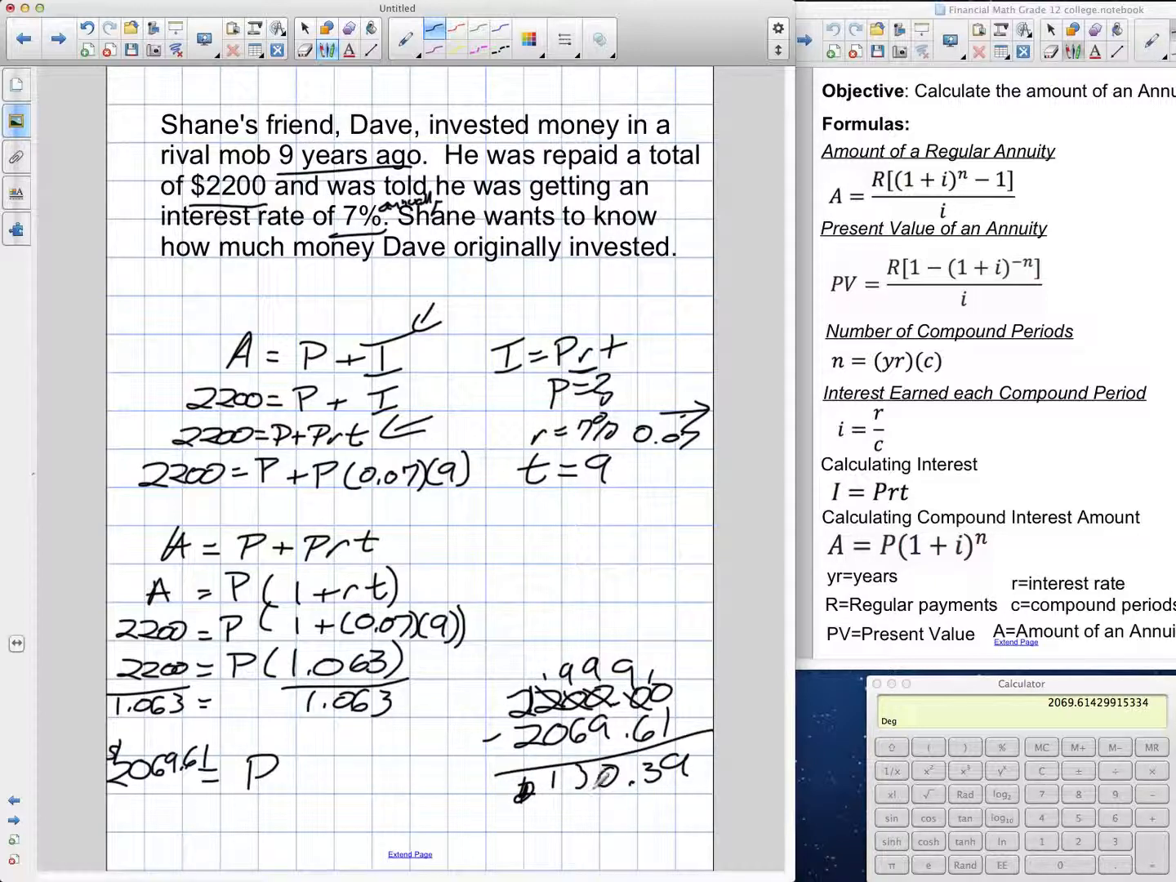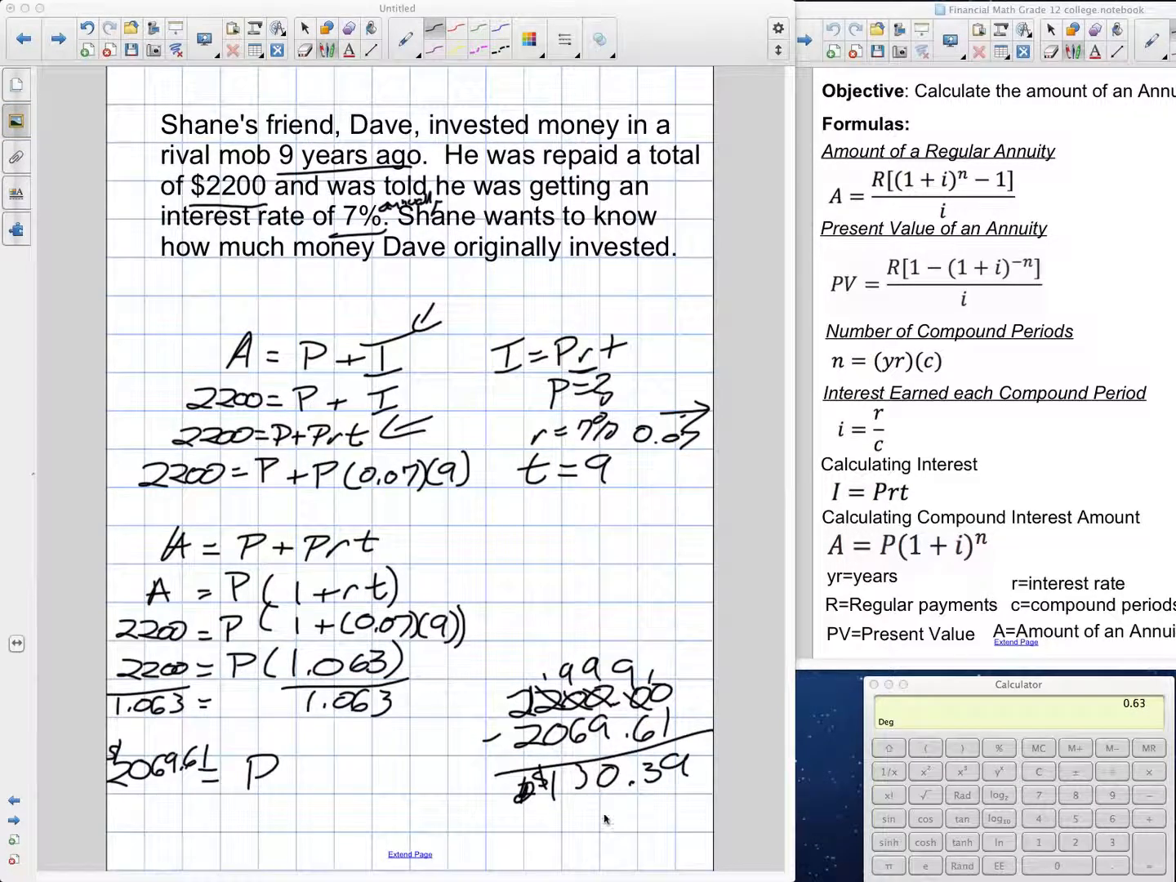So we just subtract, and $130.39 is what he earned in 9 years at 7%. Okay, so we look at this. This doesn't actually make sense compared to what we did before. The other guy, Shane, had a 5% interest rate, and in fewer years earned more money. So we jumped back and took a look, and we made a mistake here.